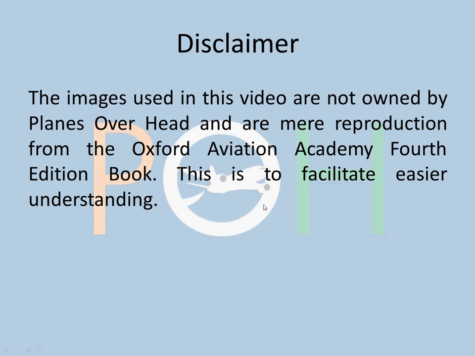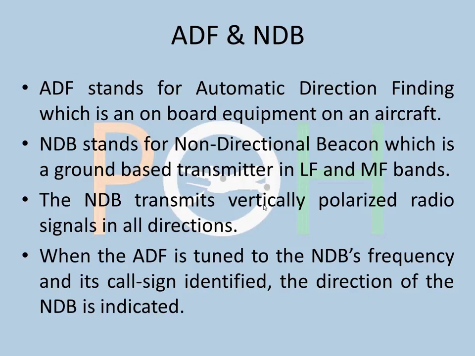So let's just begin. Today we're going to do ADF and NDB. ADF stands for Automatic Direction Finding, which is onboard equipment loaded on the aircraft. NDB is a non-directional beacon, which is a ground-based transmitter, generally in the low frequency and medium frequency bands. What it does is transmit vertically polarized radio signals in all directions. Very important to note, vertically polarized radio signals.